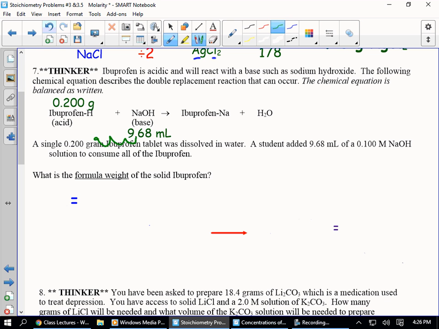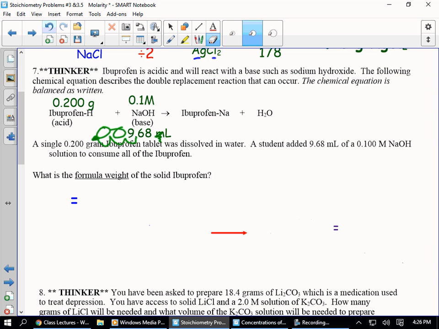and I don't like that number, so I'm definitely going to go 1, 2, 3, so you've got to watch your zeros here. And that turns it into liters. Of a 0.1 molar NaOH. That solution consumed all of the ibuprofen. What is the formula weight of the solid ibuprofen?